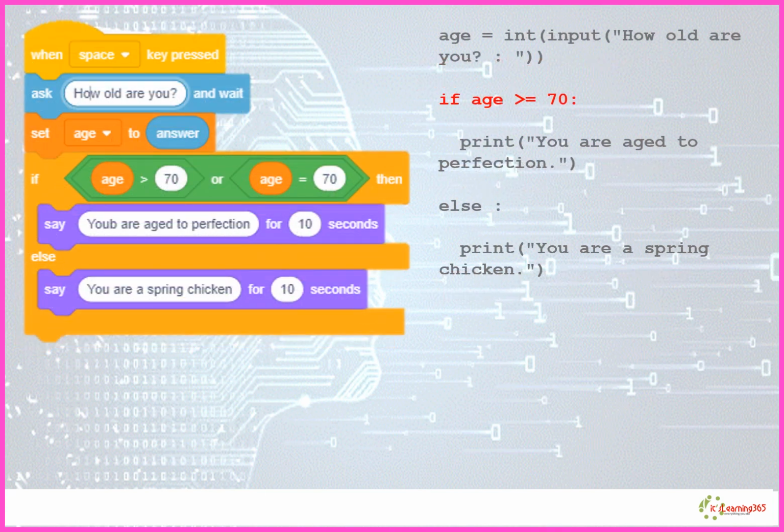The next part of my code, if age is greater than or equals to 70, is the question that's going to be asked. It's saying if the value stored in my age variable is greater than or the same as 70, do the next bit of the code.